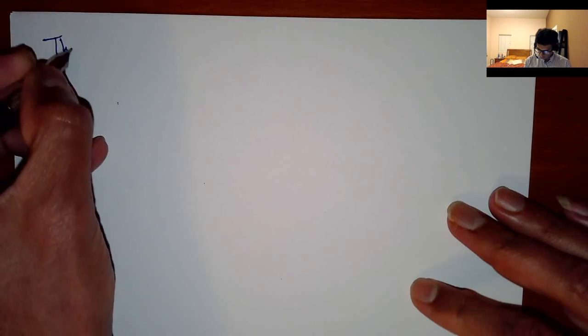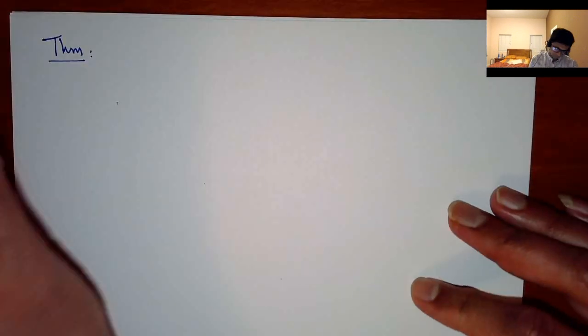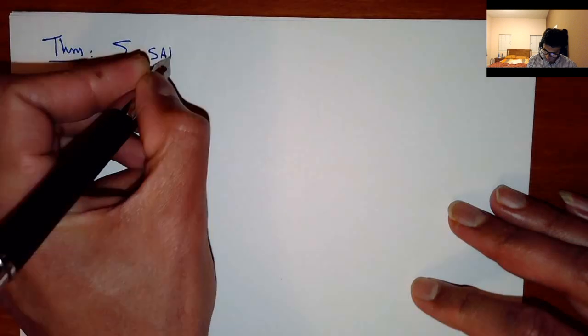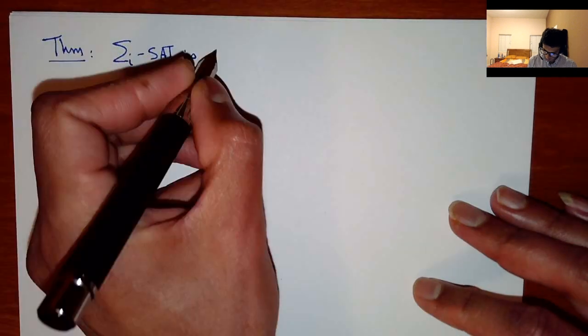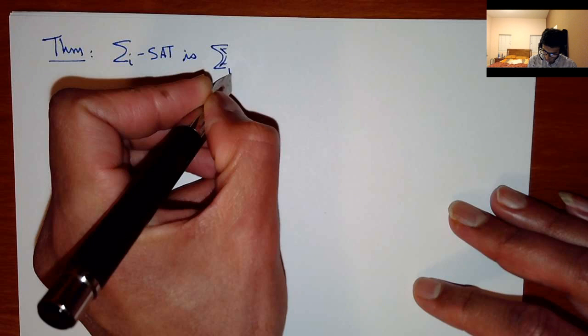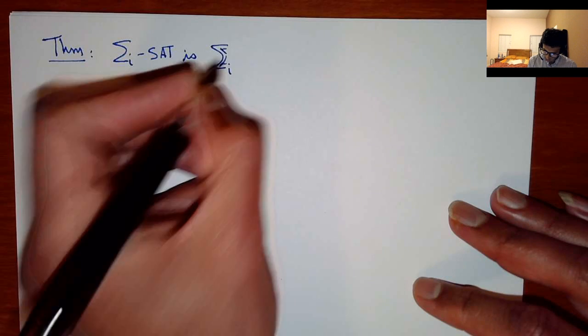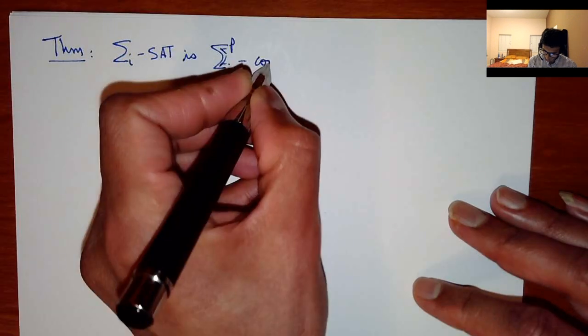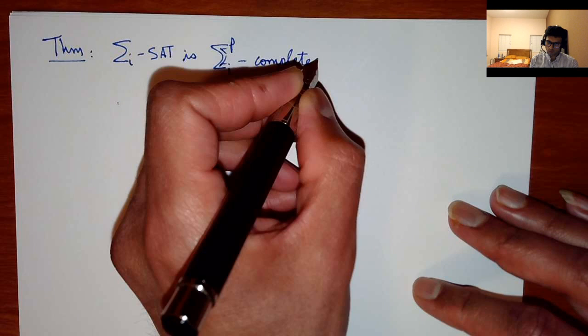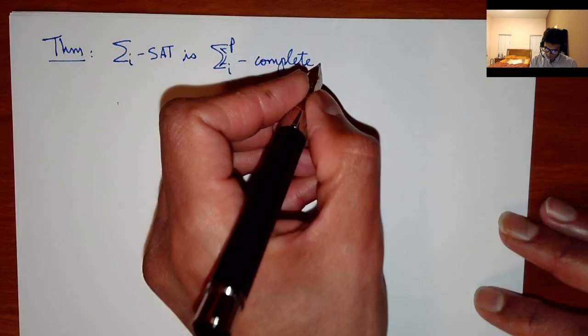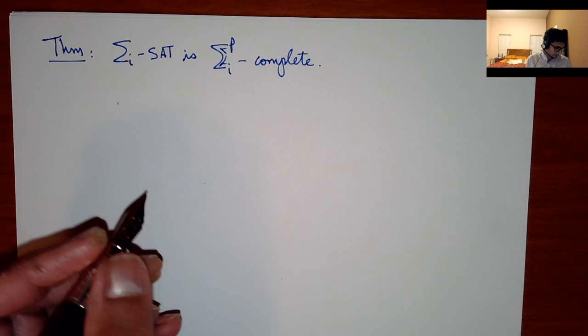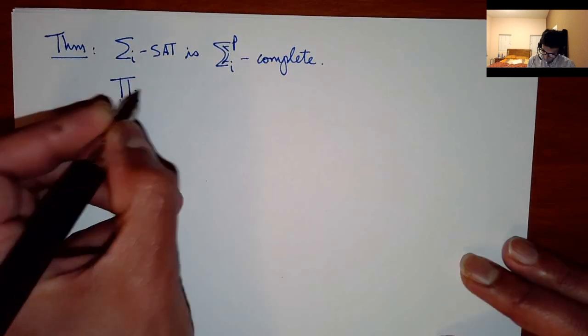Now with all this setup, let's prove our first main theorem, which is that Sigma_i SAT, you may not be surprised to know, is complete for the ith level of the polynomial hierarchy, or the ith sigma_i, and Pi_i SAT.